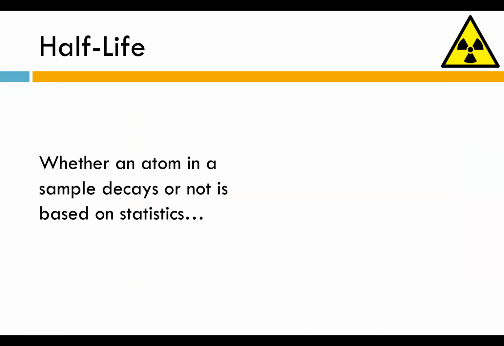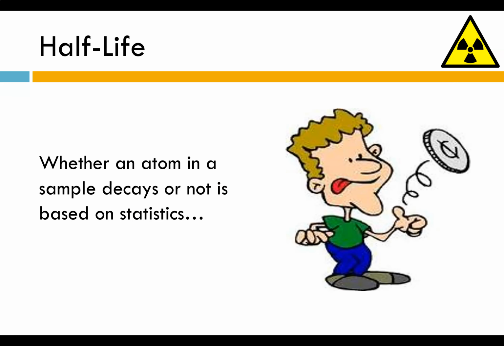Whether an atom actually decays or not is just based on simple statistics. Kind of like flipping a coin. You've got a 50% chance of it being heads, a 50% chance of it being tails. The same applies with half-life. The atoms, of course, don't look around at each other and figure out who's going to decay and who's not going to decay. They're not aware of the time. There's not some countdown going like 3, 2, 1, and then half the atoms spontaneously decay right on the spot.